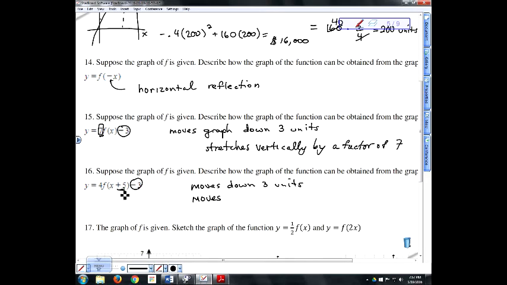Remember, if it's inside of the function and it's adding or subtracting inside the function, it moves left to right, and inside the function is opposite. So plus 5 actually moves left 5 units. And then we have that transformation there, similar to this transformation. It stretches vertically by a factor of 4.